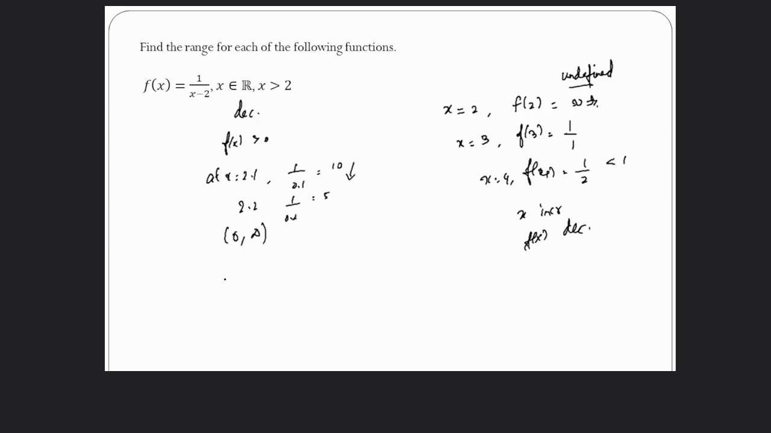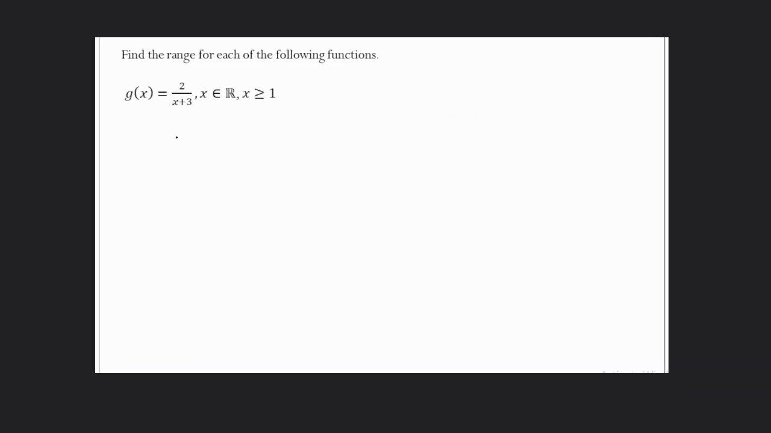Okay, then go to the next question. g of x equal to 2 over x plus 3. From this we can know that the x term is in the denominator, so this is a decreasing function. This is our first observation. Second observation, the domain starts from 1. So what would be the maximum value? The maximum value is attained at the minimum value in the domain, because it is a decreasing function. So the minimum value in the domain is 1.